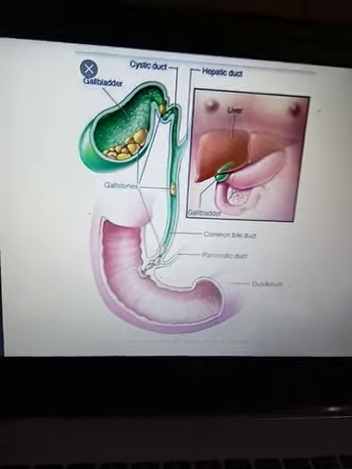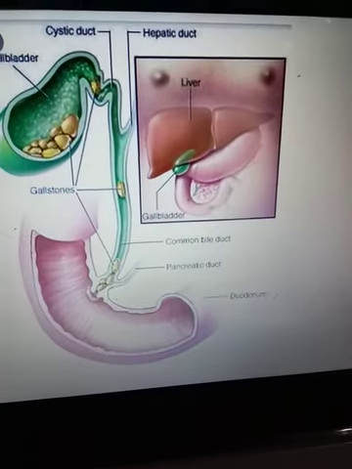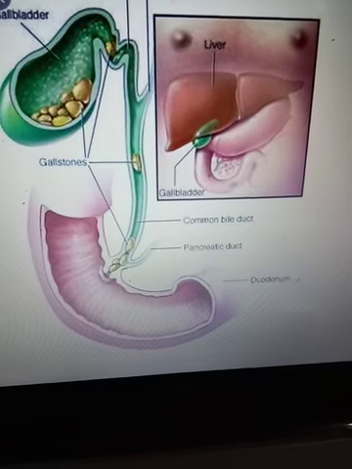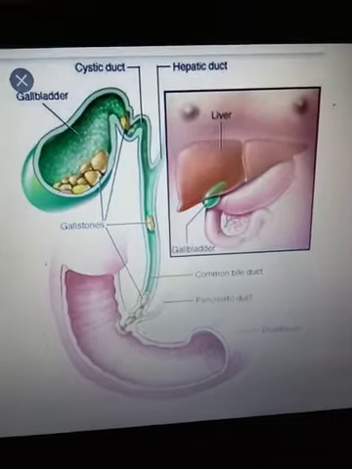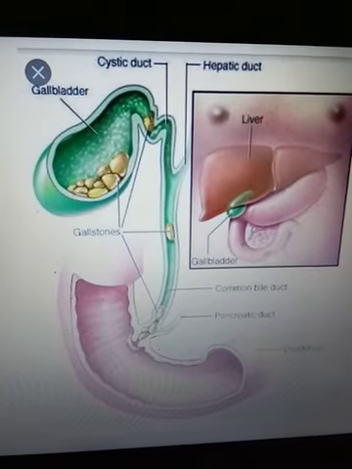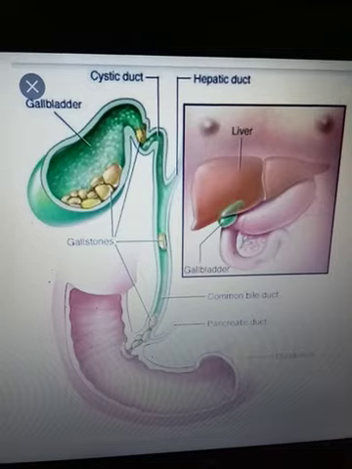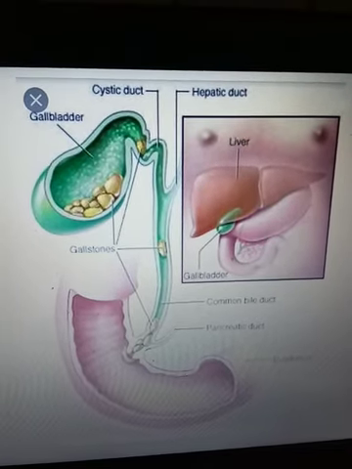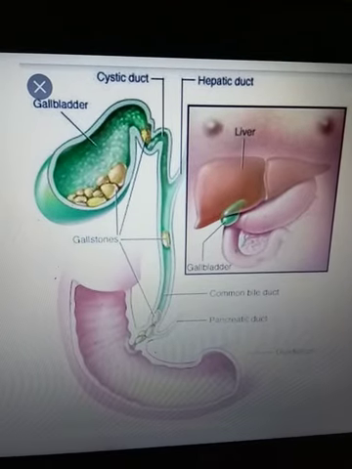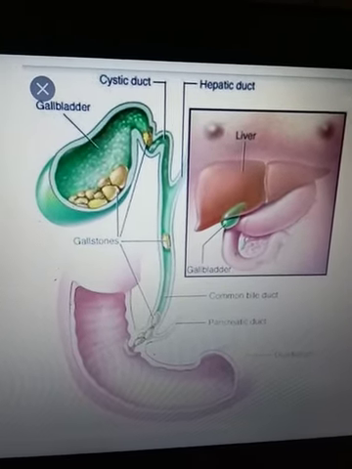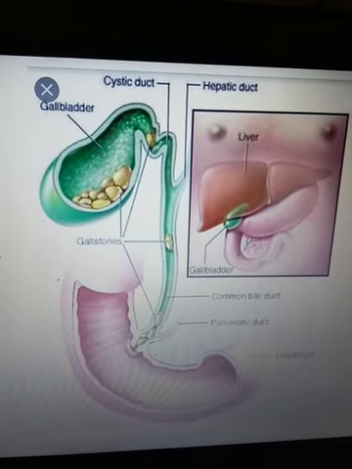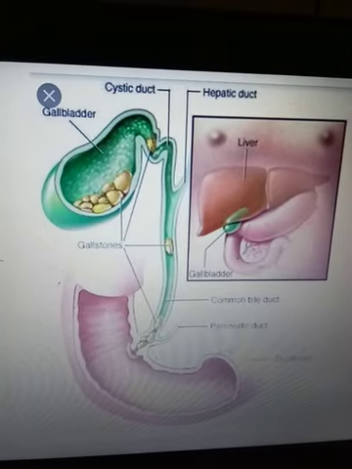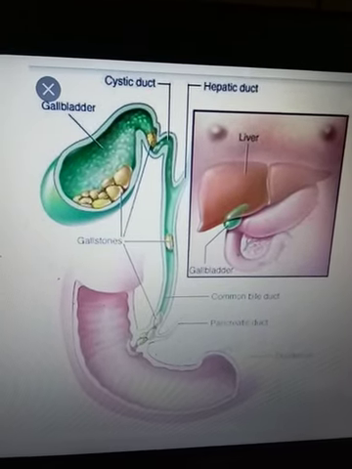You can see here in the gallbladder you can have stones. These stones are formed due to the imbalance between the bile salt and the cholesterol. The stones present in the gallbladder lead to the condition called cholelithiasis. Fine. Then you can have the inflammation of the gallbladder, that is called cholecystitis.